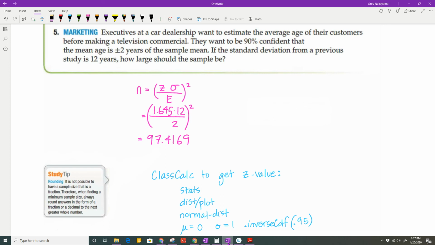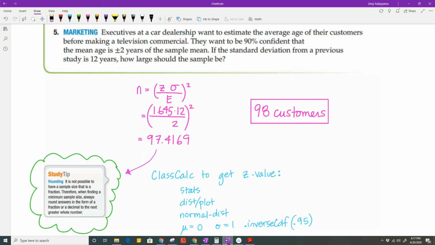97.4169. There's a study tip on here for a reason, and that is you need to remember that you always, always, always round up when you're looking for the sample size. So the answer is going to be 98 customers.